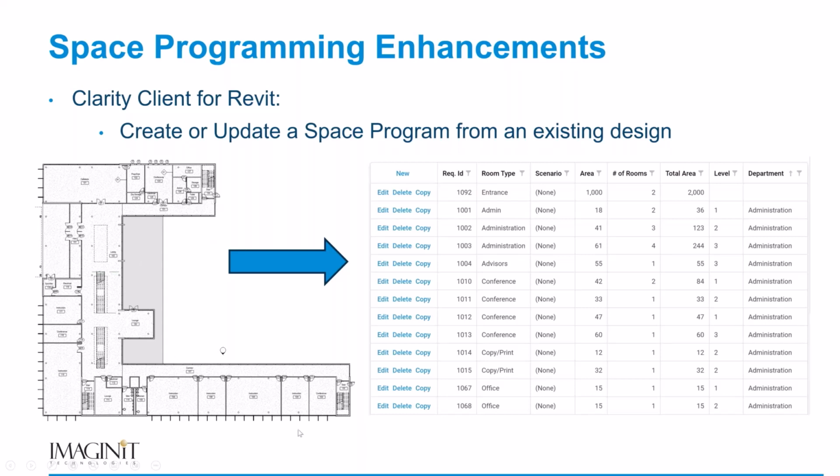to take the existing Revit model and I want to push, I either want to create a new space program, or perhaps I've just made some changes during my schematic design and know that we need some more rooms. So let me push those updates into an existing space program from the Revit model.